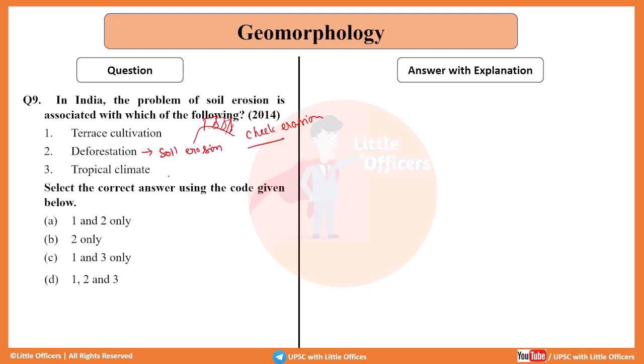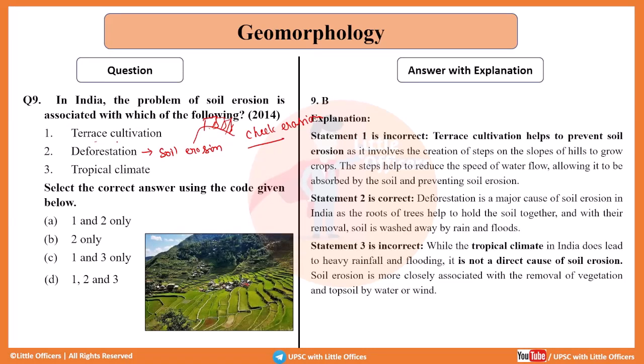Then tropical climate. Now clearly you can remove, see, tropical climate also, we can come to the tropical climate in a moment, but clearly you can remove the terrace cultivation, because it is going to be useful in checking the soil erosion. Here I have provided the image, you can see. So these kind of contours will be made. Now when the water is coming down the slope, at each of these terraces, it is going to be settled, and its force is going to be reduced. That will reduce the soil erosion.